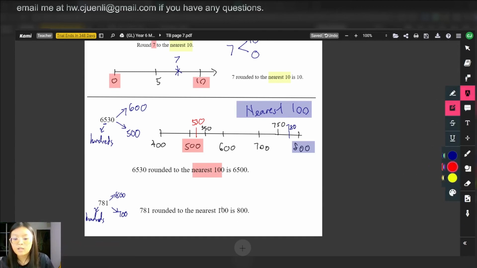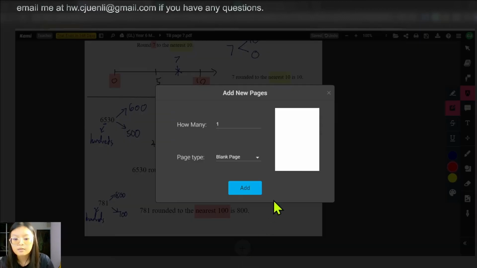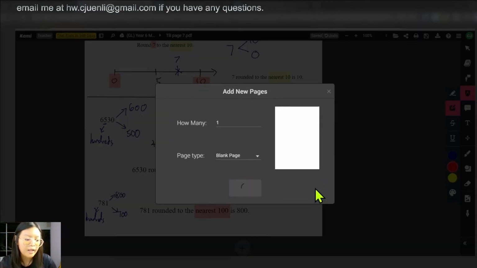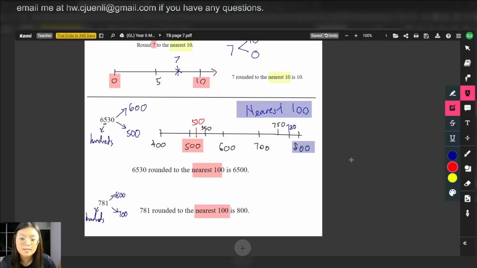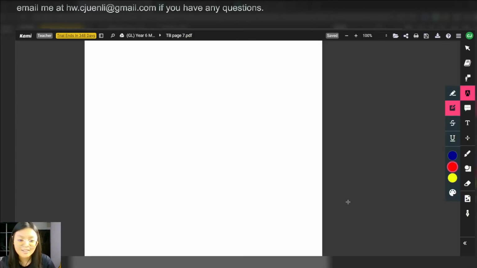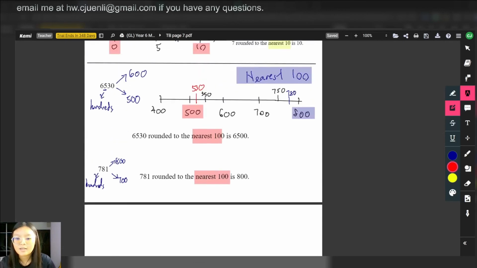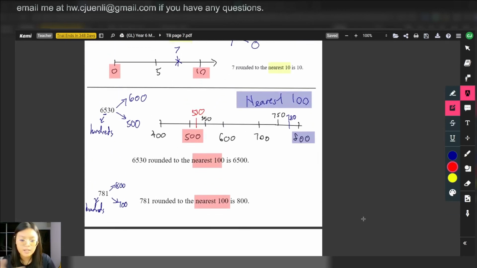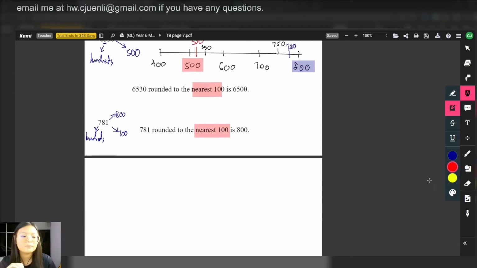Right? If you have any questions, again, please don't be afraid to ask me. Now let us go to the thousands. Yes, I know today's notes are slightly a bit longer than usual. It is basically the same thing over and over again. It's just that you have to really look at the digits very, very carefully.